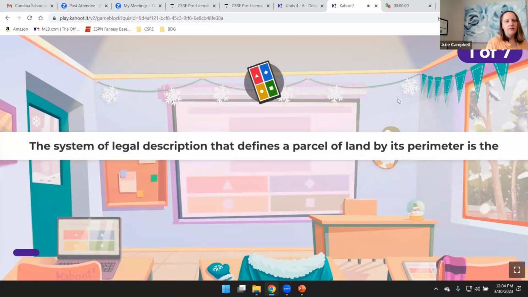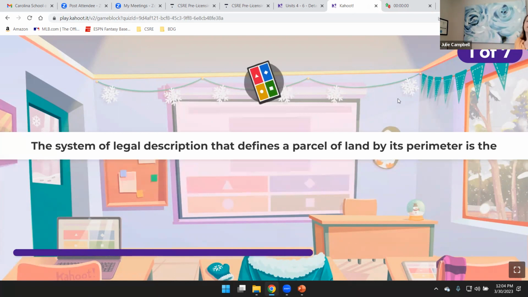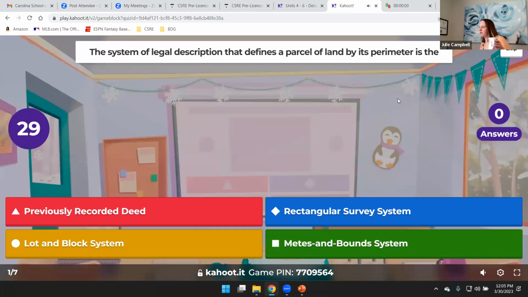Question number 1. The system of legal description that defines a parcel of land by its perimeter is.